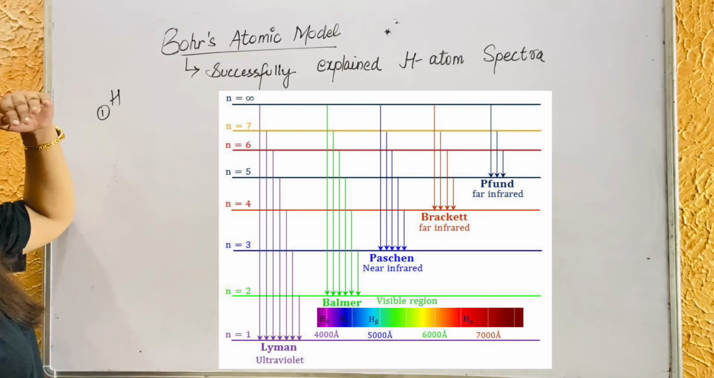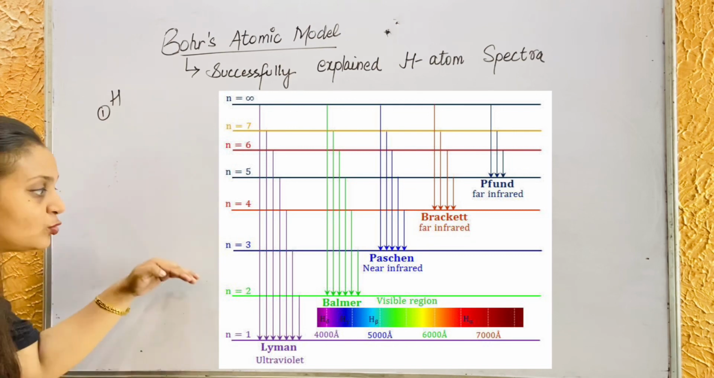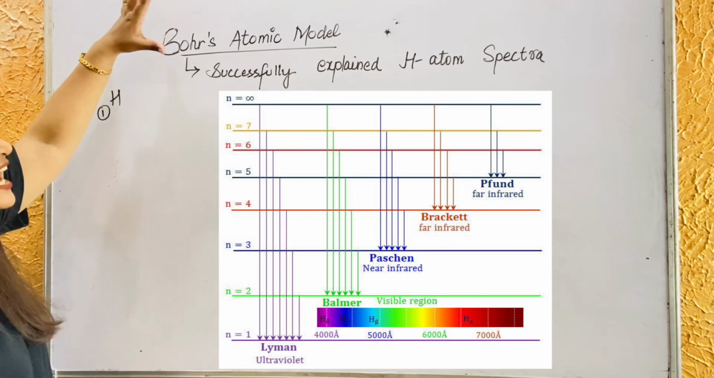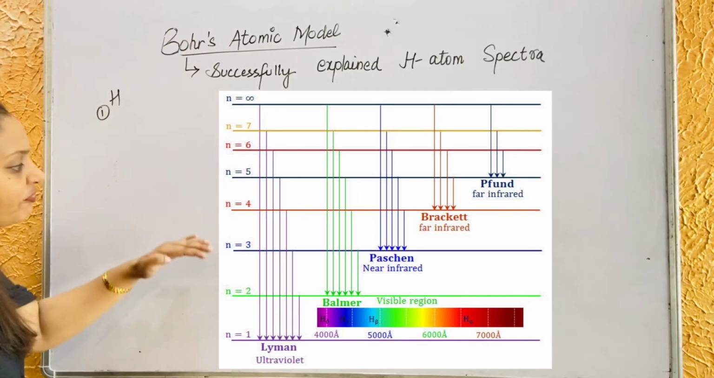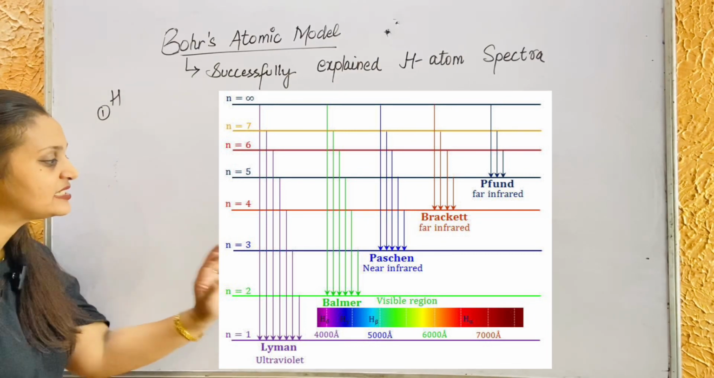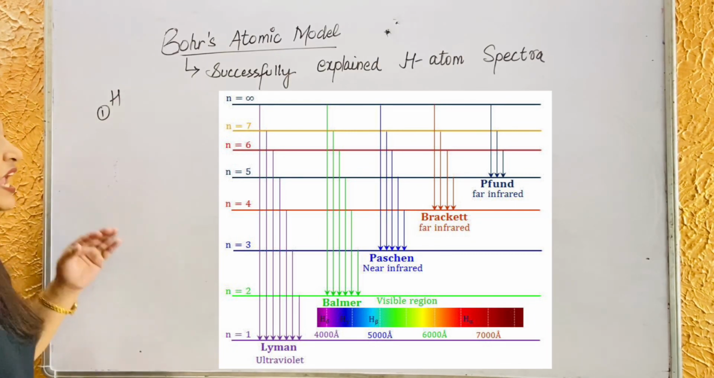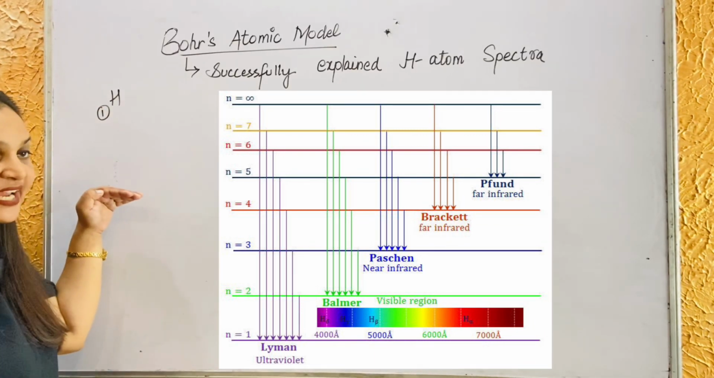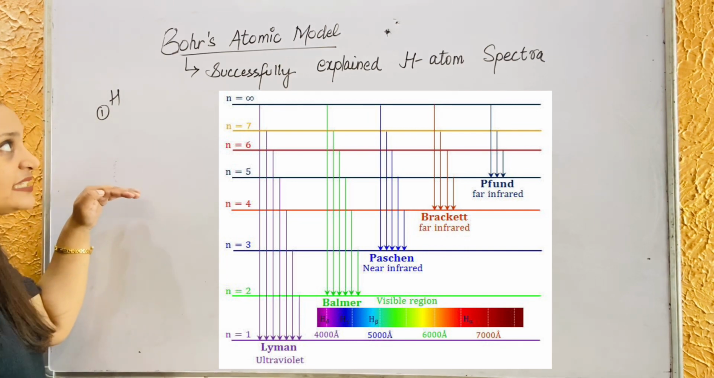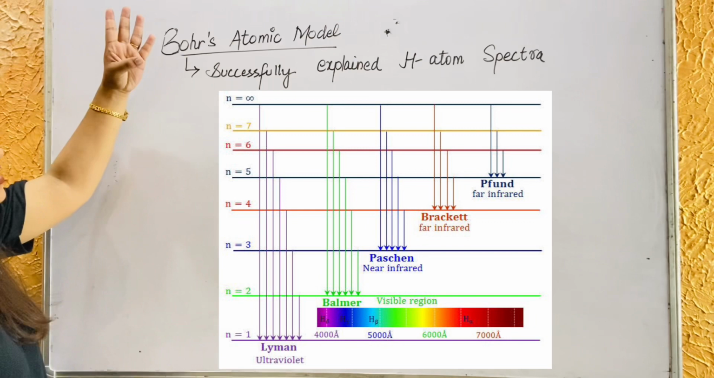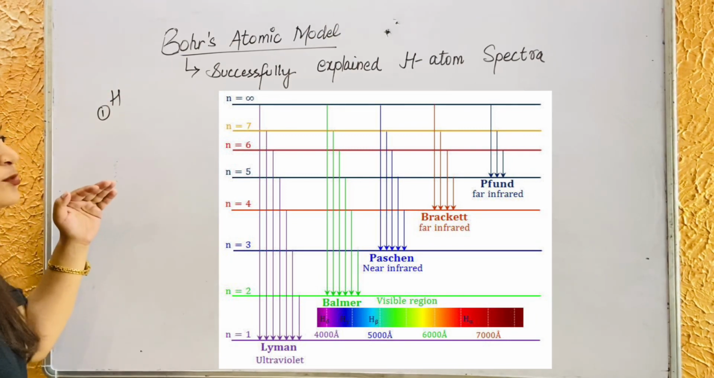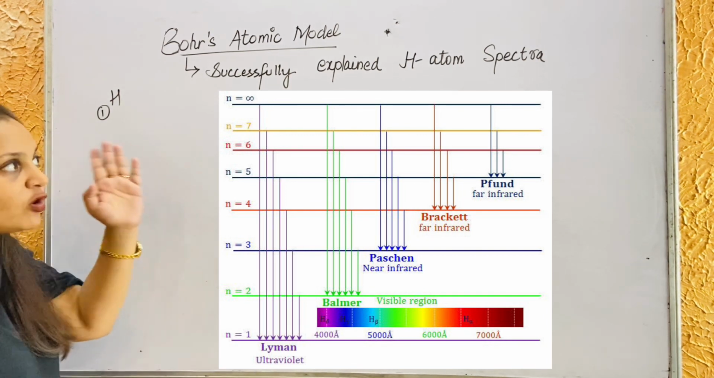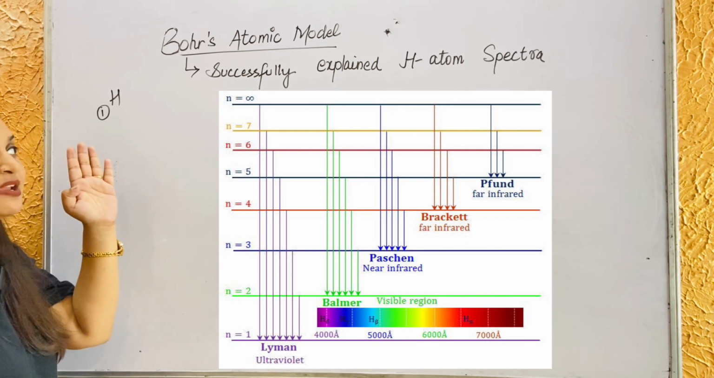When electrons from any higher energy level jump back to the first energy level, such a series was named the Lyman series. And when electrons from the higher energy state come back to the second energy state, it was termed the Balmer series. When electrons come from the higher energy state to the third energy state, it was termed the Paschen series. And when the electrons return to the fourth energy level, it was named the Brackett series.